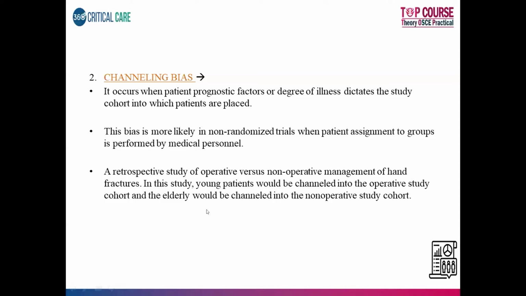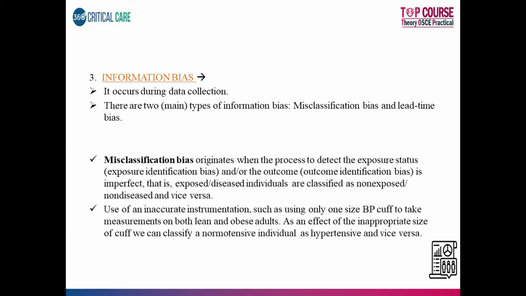Whereas elderly would be channeled into a non-operative cohort study, because they will not be doing anything much in the future with that hand, right? So this is known as channeling bias. You'll be actually assigning the young patients into one group, and the elderly patients into the other group, when in the actual thing, both have to be mixed and distributed equally into the two groups.